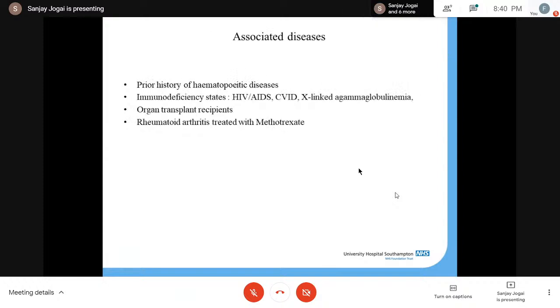Now, more often than not, almost always, you will see these cases in somebody who has got a background. Now, typical cases that I see are people with rheumatoid arthritis who have been treated with methotrexate, or somebody who's got a lymphoma or a hematopoietic neoplasm. I'll show you a few examples. The other states are organ transplant recipients or immune deficiency states.